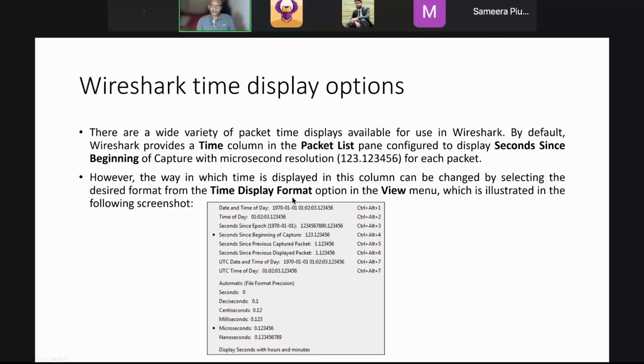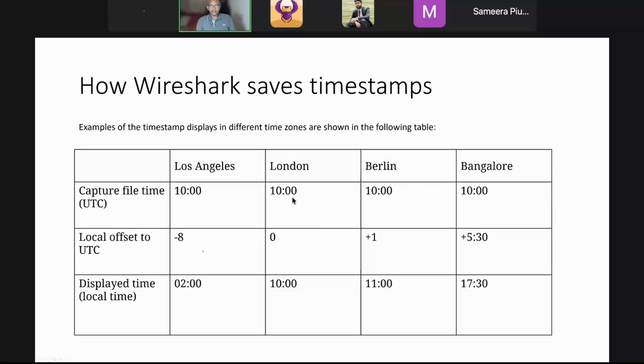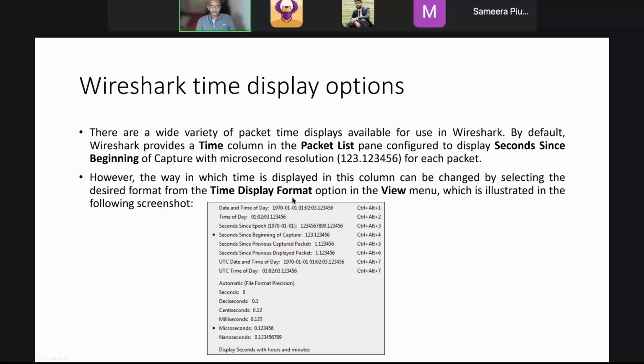If you go to the View menu, you can select how you want to see the time. You don't have to stick to the default display time. So these are the variations. You can also select the precision, and you can see in here the microseconds selected.